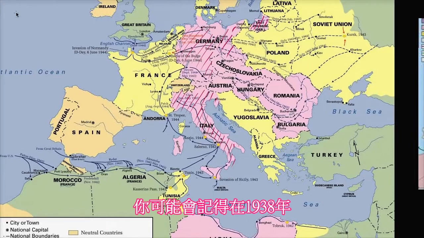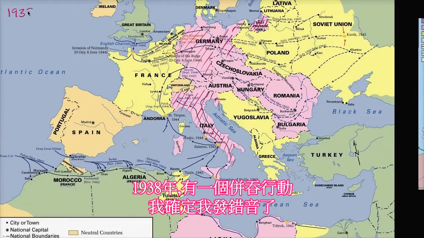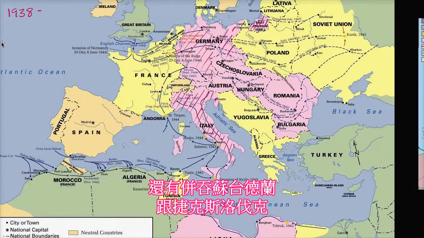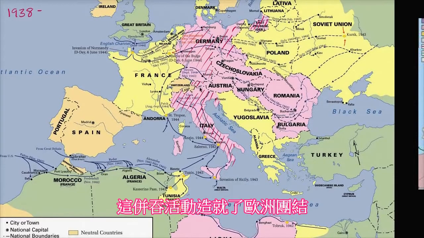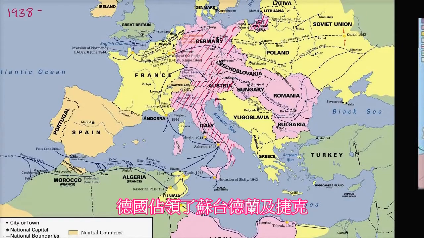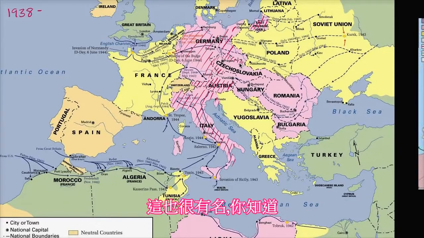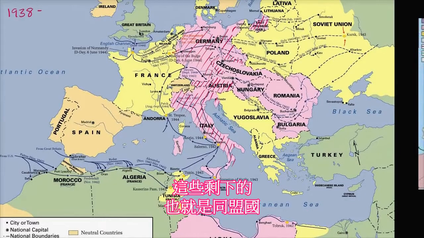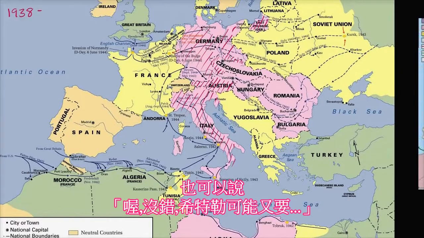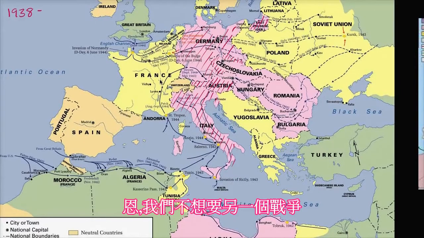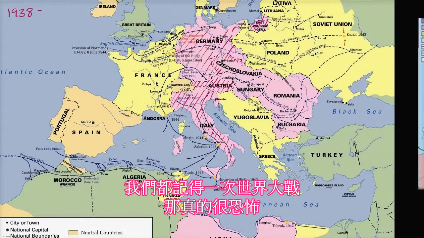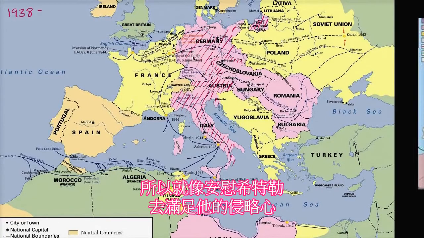You might remember that in 1938, you have the Anschluss, which I'm sure I'm mispronouncing, and you also have the takeover of the Sudetenland in Czechoslovakia. So the Anschluss was the unification with Austria. And then you have the Germans taking over the Sudetenland in Czechoslovakia. And this is kind of the famous appeasement: the rest of what will be called the Allied powers say, okay, maybe Hitler's just going to do that. Well, we don't want to start another war. We still all remember World War I. It was really horrible. And so they kind of appease Hitler, and he's able to satisfy his aggression.